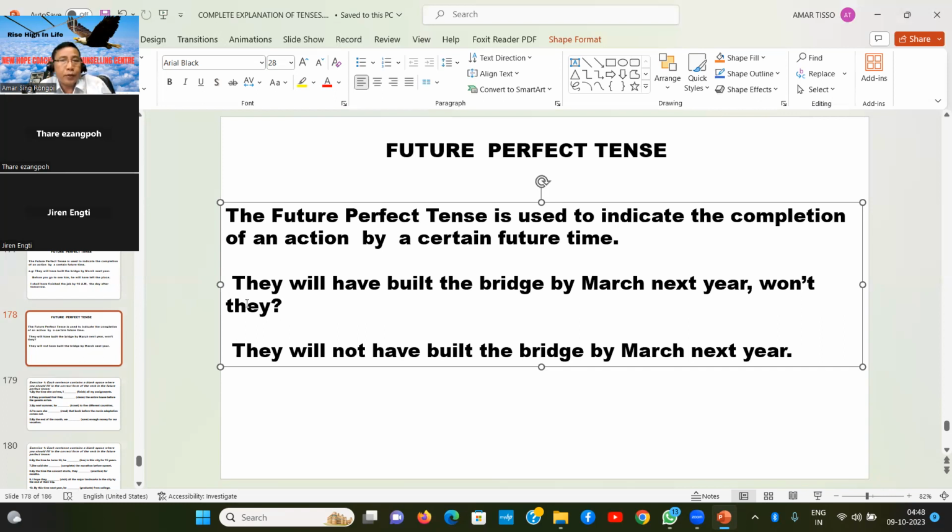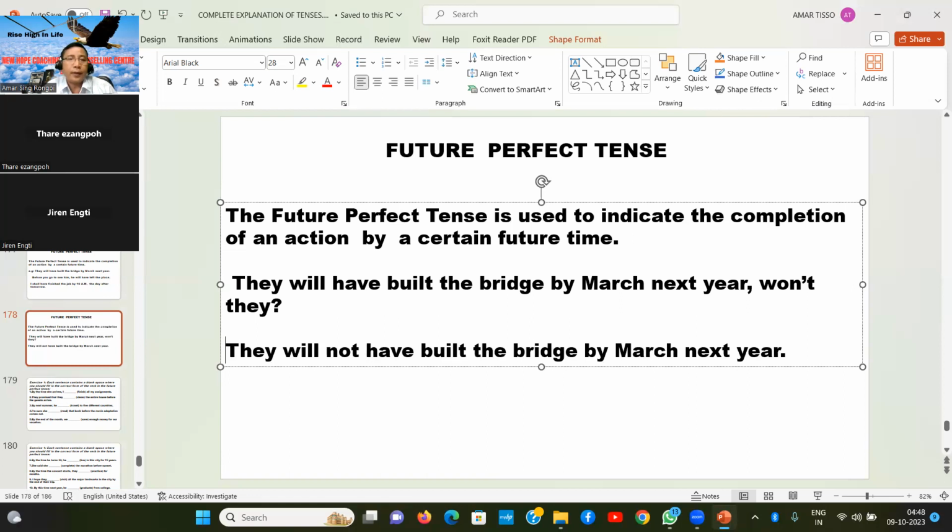They will have built the bridge by March next year, won't they? Okay, so when it is affirmative, the question tag should be negative, won't they? Okay, let's try this one. This is negative. They will not have built the bridge by March next year, will they?